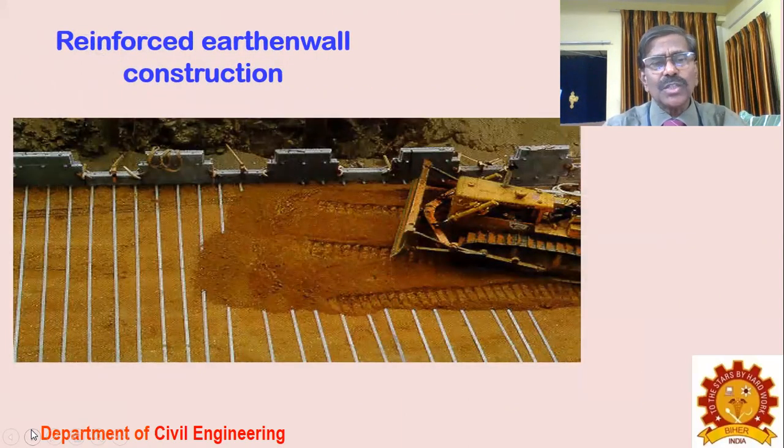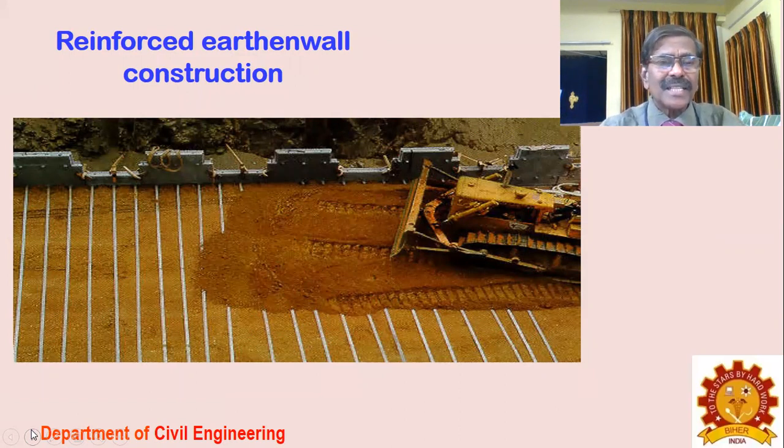So the reinforced earth wall construction is one of the geosynthetic fabrics. You see some steel rods being laid there over the soil. Then the next layer of soil is spread. Then again the next layer of steel strips will be there. These strips are connected between both the retaining structures on either end of the soil.